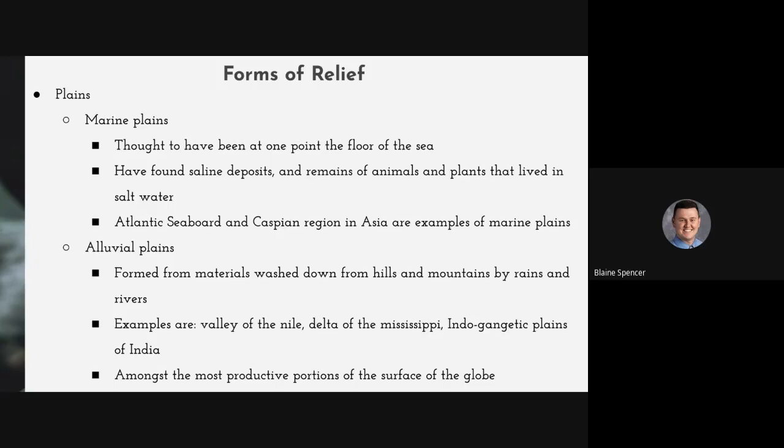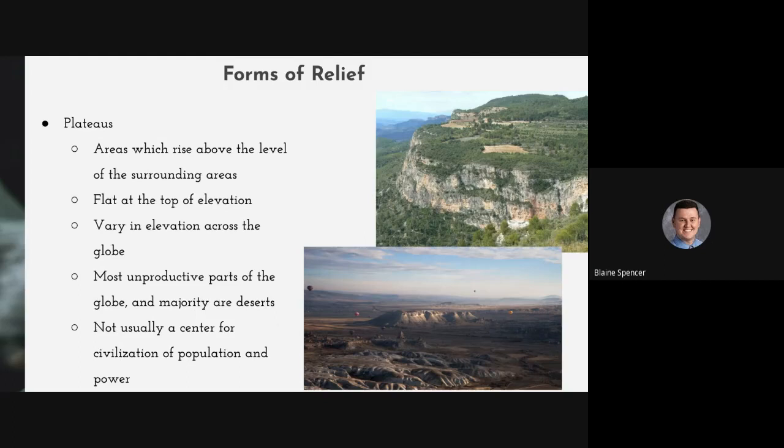Alana? That is correct. It has a flat top. Okay, we see this. Plateaus are areas that are raised above the sea level, above the surrounding areas. If you look at these pictures, everything's kind of flat and then they just shoot up and then they drop off.